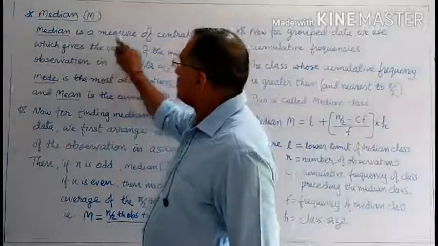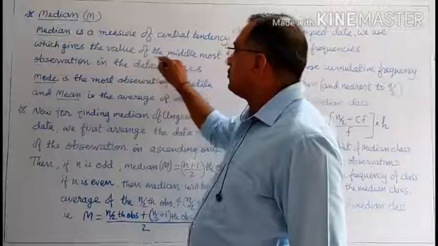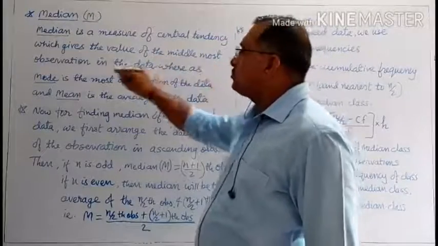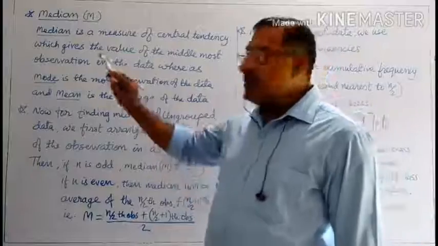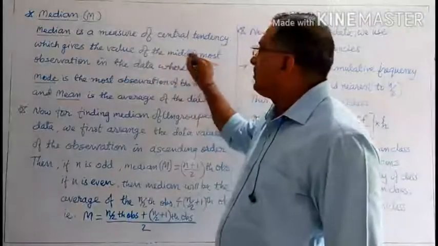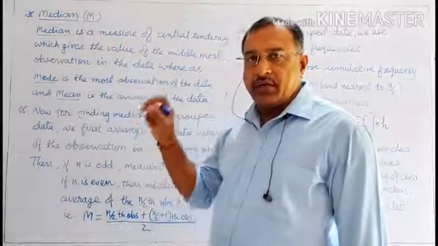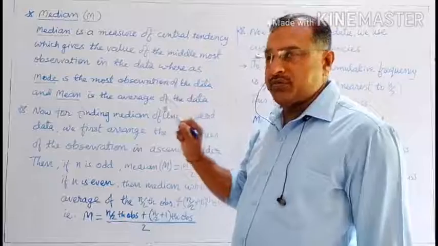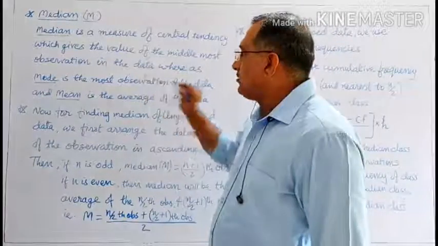But it is such a measure of central tendency which gives the value of the middlemost observation in the data. Whatever the data is given, the value of the middlemost observation in that data is called median.